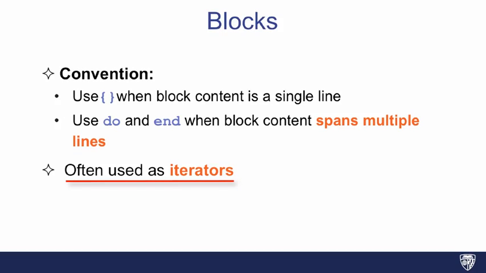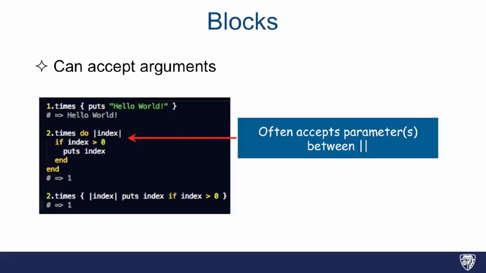And blocks are often used as iterators. So we saw this example all the way back, where you have a number and a times method, and then you pass a block, and the block basically just executes. So in this case, the times method knows that it needs to yield the control to the block, and then the block will execute. The block can also accept parameters or arguments.